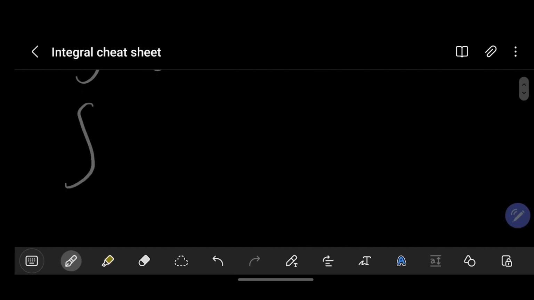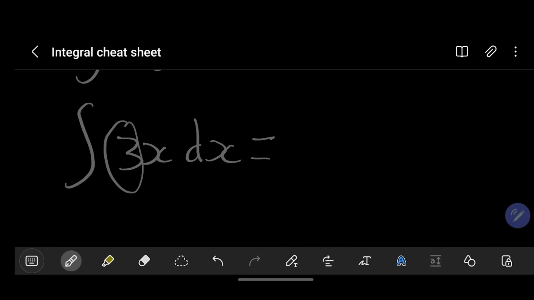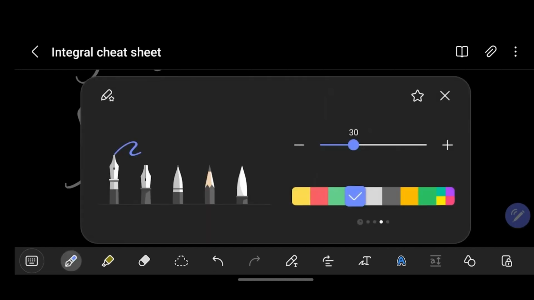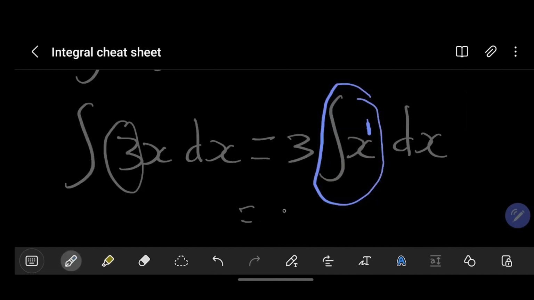So let's find the integral of 3x dx, and that's basically equal to, like the rule says, let's pull out the constant. This time it is 3, so let's take out 3, and then we find the integral of x dx. Now you can see that we need to find the integral of x dx, and x needs to follow the power rule because this is x to the 1, and so this is basically then equal to 3.